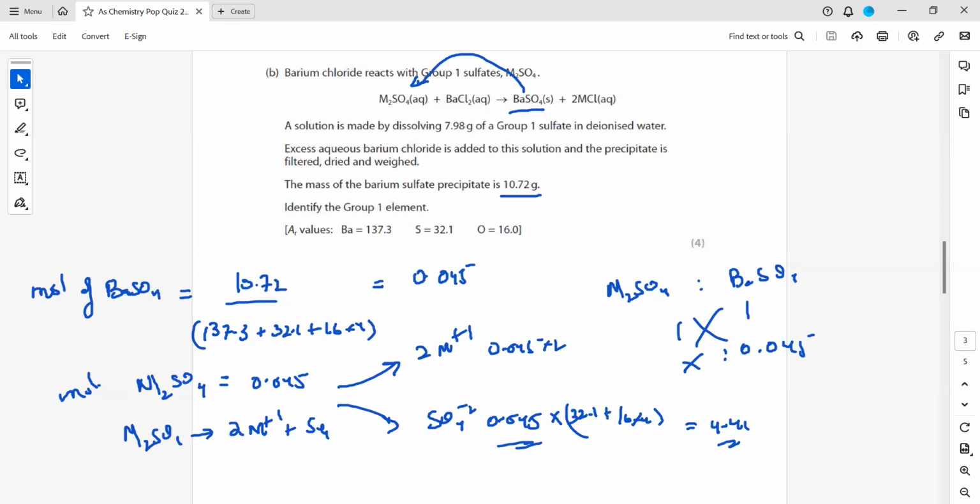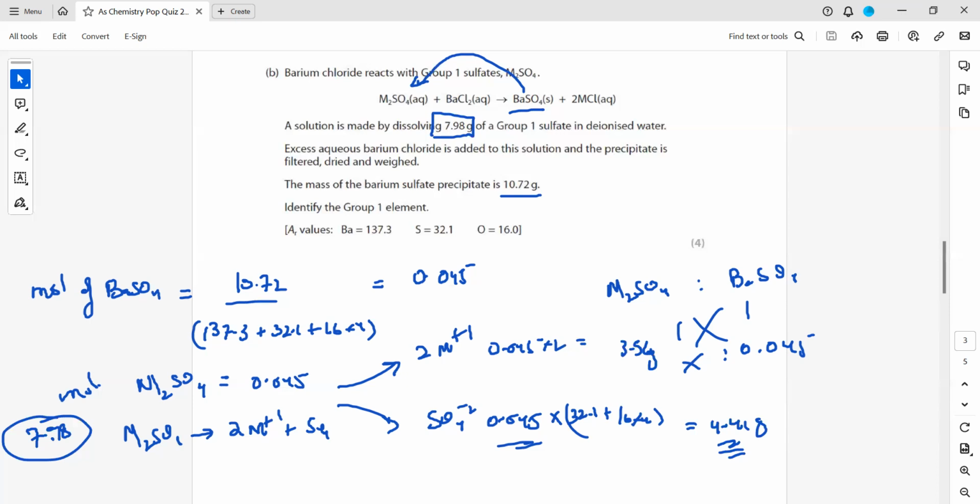So how much is the mass of the metal? The total mass of this compound at the beginning of the question is 7.98. So if 7.98 is the total mass of this compound, and out of 7.98, 4.41 grams is sulfate, what is the mass of this metal? So 7.98 minus this value will be 3.56. So we got 3.56 gram, and this 3.56 gram is the mass of 2 moles.